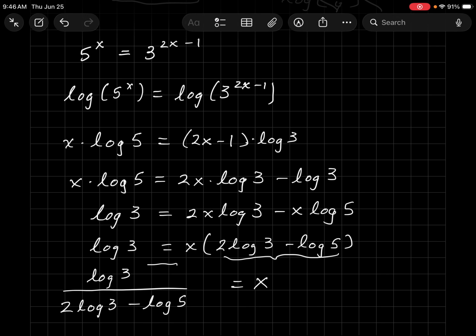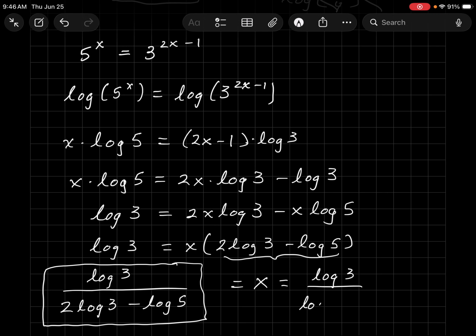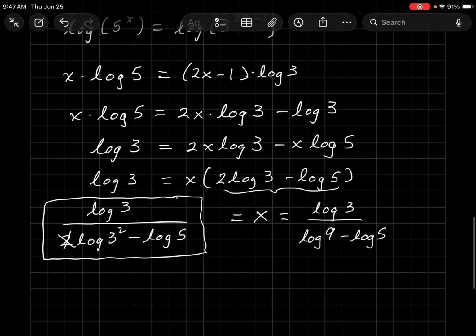Now, this side of the equation can be rewritten in a bunch of different ways, especially considering the bottom part. For example, I could rewrite this as log 3 over log 9, right? 2 log 3 becomes log of 3 squared minus log 5. And I could go one more step if I wanted to, equals log of 3 over log of 9/5. And I could actually go another step, but the point is they're different answers that are mathematically equivalent to each other.